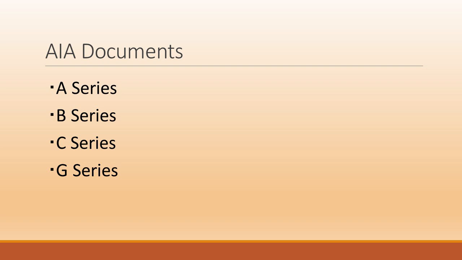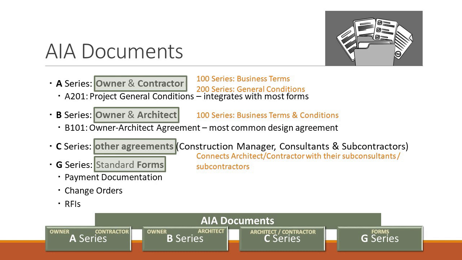So we all know we spent a great deal of time on the B101 and the A201. Those are the two most important and most widely used documents in U.S. construction. And as I said, even if they're not on an AIA form, I find so many contracts that I'm working on that are not form contracts, but actually have language almost word for word pulled from the AIA documents.